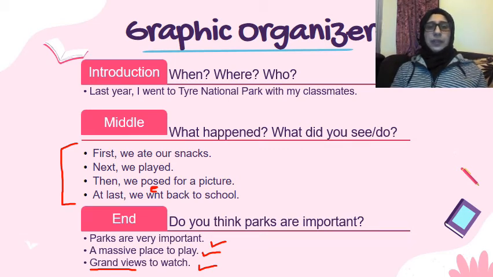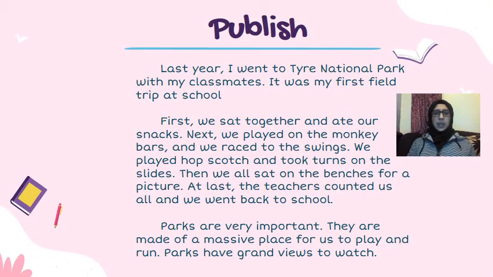Now that we filled in the graphic organizer, we are going to write all these sentences in one paragraph. We can add more ideas. Last year, I start with an indent, okay? And you can give it a title, okay? When you publish, here you should write the title. Last year, comma, I went to Tyre National Park with my classmates. It was my first field trip at school. Period.